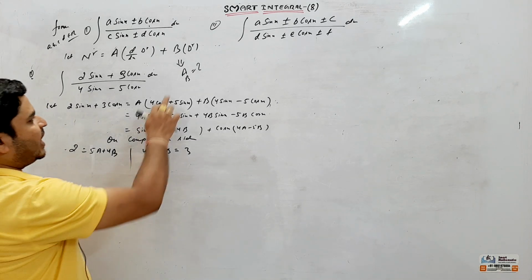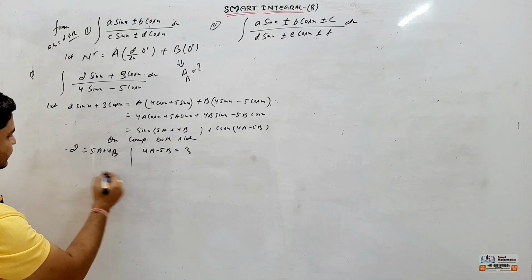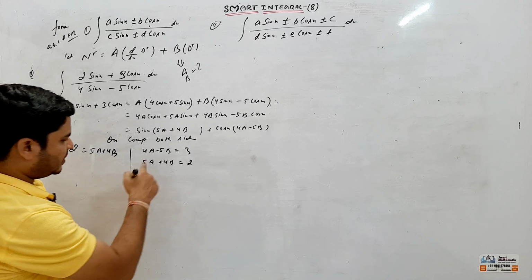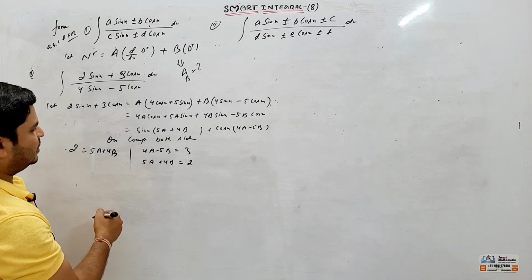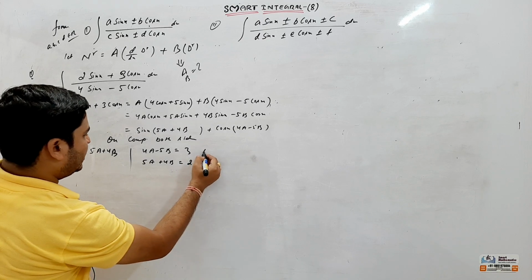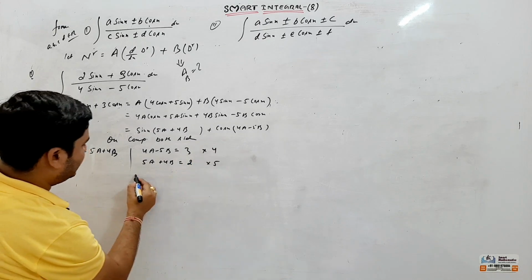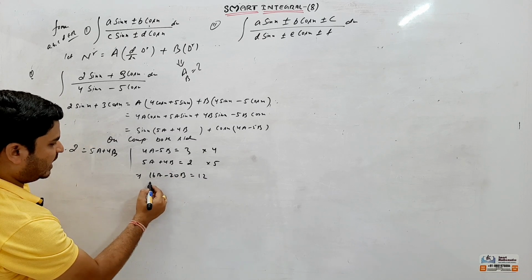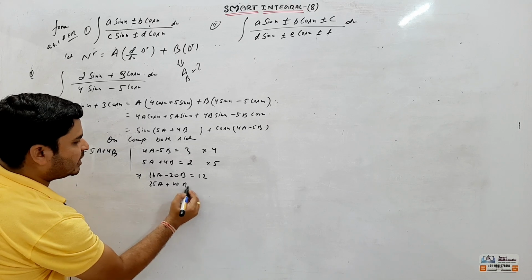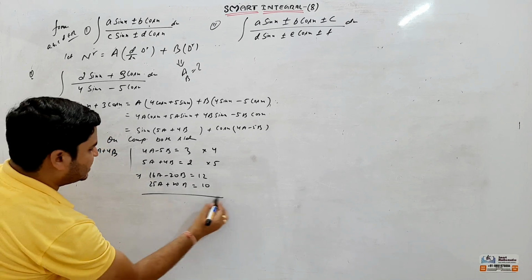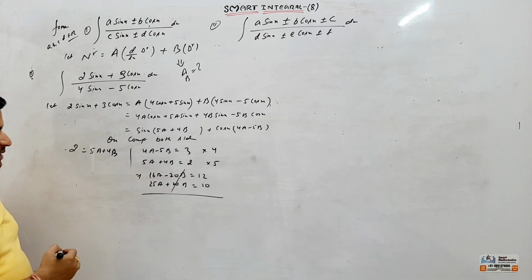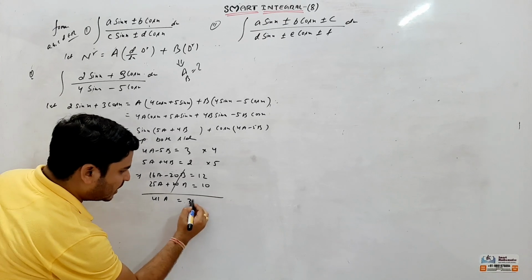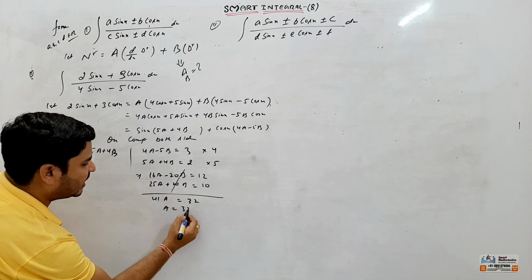Now we have to find the value of a and b. Let's see. I am writing here 5a plus 4b equal to 2. Now let us make the coefficients the same to eliminate one of the variables. So what should be the better value? Let's multiply by 4 and multiply by 5. We would get 16a minus 20b equal to 12 and 25a plus 20b equal to 10. Just add both the equations so that b cancels, and we are remaining with 41a equal to 22. So the value of a we obtained is 22 by 41.